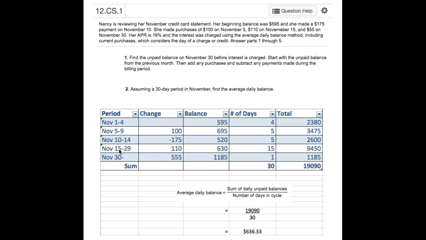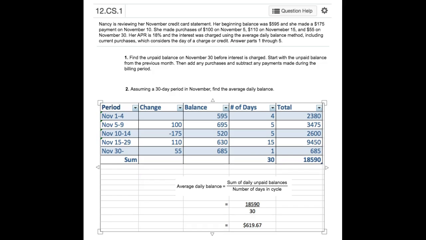And then the next thing that occurred was on November 15th. She purchased something for $110, so that's going to increase the amount she owes to $630. And that will be her daily balance on days 15 through 29 of November, because the next purchase didn't happen until November 30th. Oh, and hang on, there's an error there. That should be $55, not $555. Okay, so let's see if that looks better. So the item that she bought was $55 on November 30th.